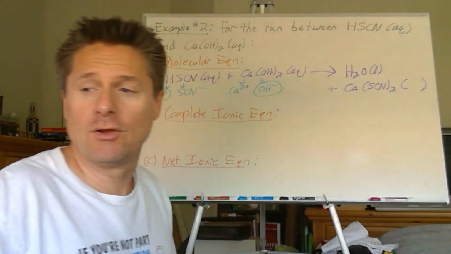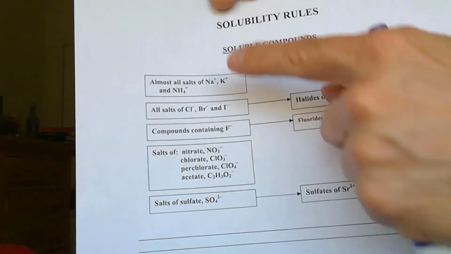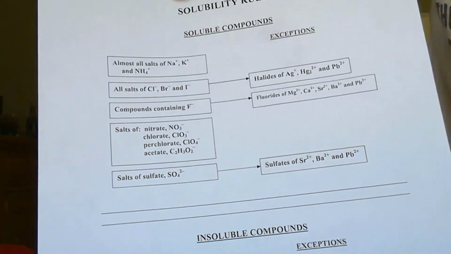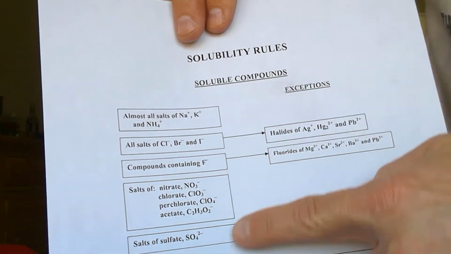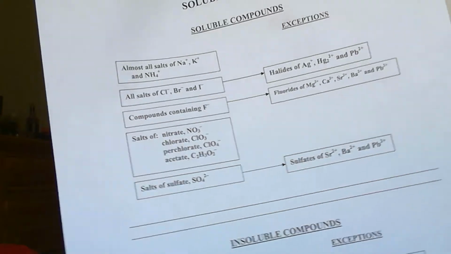This one would be tough to do on the solubility chart because we don't have anything, right? I don't see calcium on there anywhere. There's no calcium, and I don't see SCN minus. Now, do you see CN minus? No, it's not on there anywhere. So this is not going to help us. So we're going to have to think, all right? I don't see either one of those.